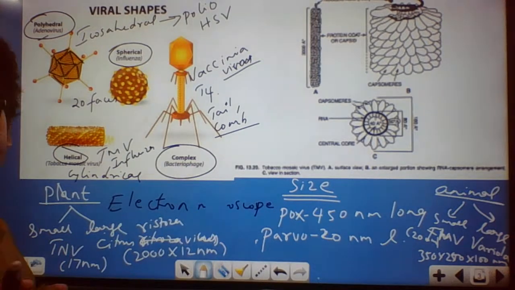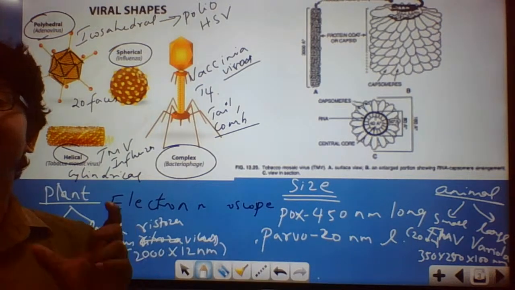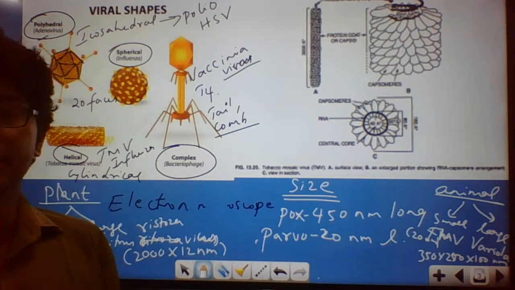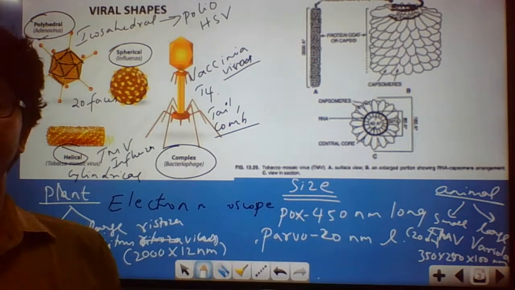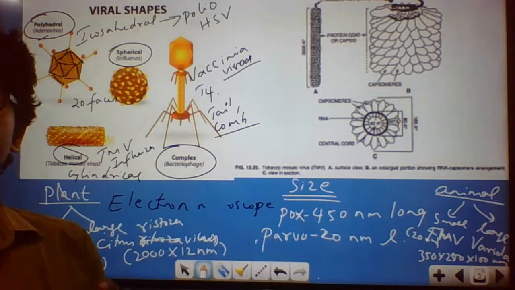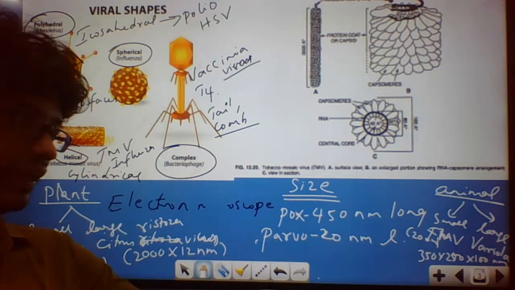In this part also you can get a question: which is the smallest animal virus, the smallest plant virus, or the largest. If the question comes, what is the range of the size of the virus in general? I have given the size of individual viruses, but in general, leaving all the exceptions, what will be the size of the viral particles?